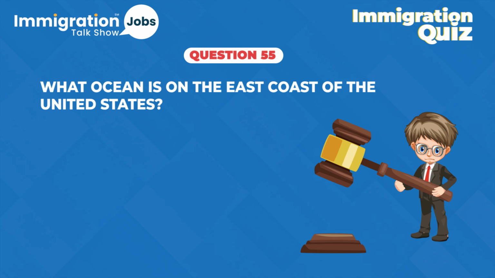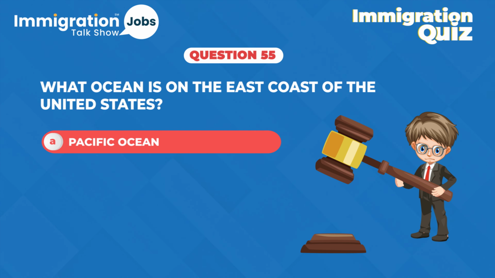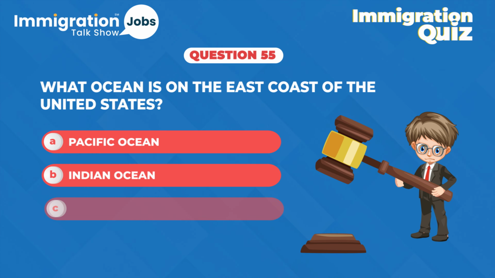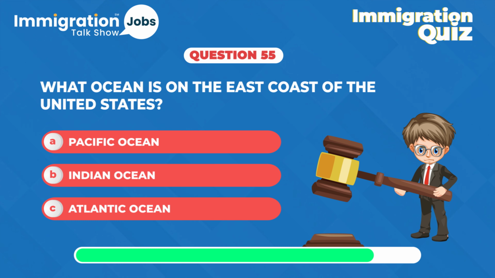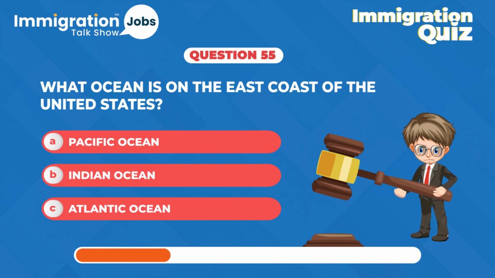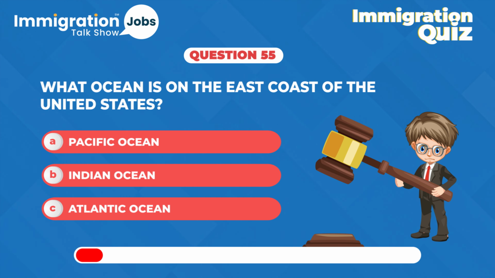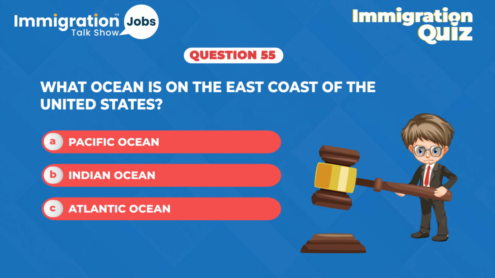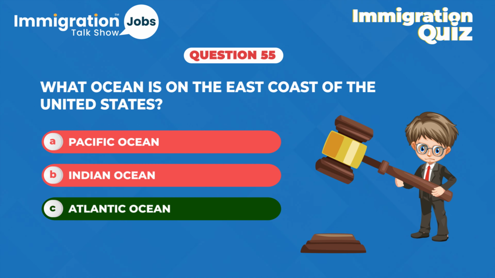What ocean is on the east coast of the United States? Option A, Pacific Ocean. Option B, Indian Ocean. Or option C, Atlantic Ocean. And the correct answer is option C, Atlantic Ocean.